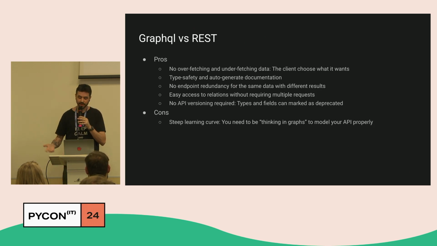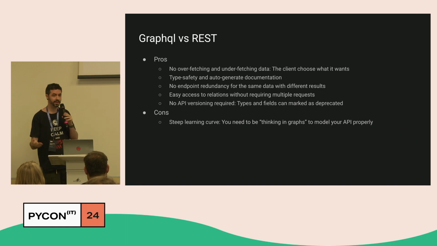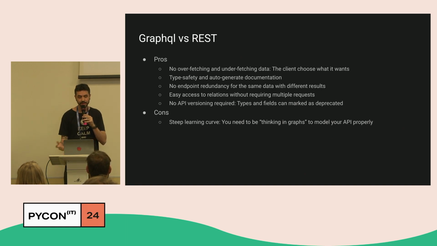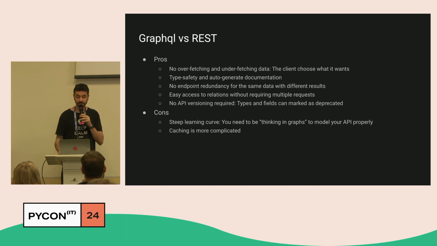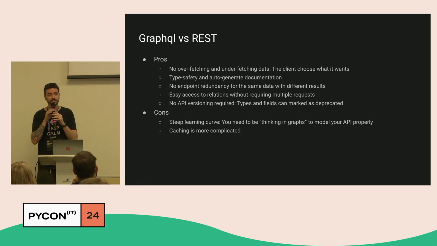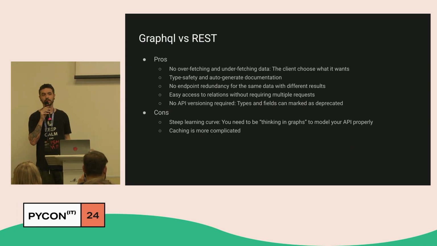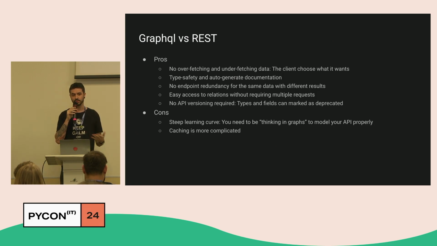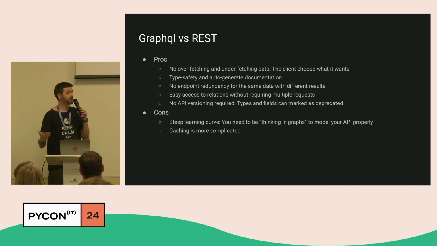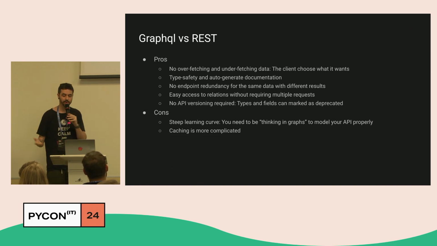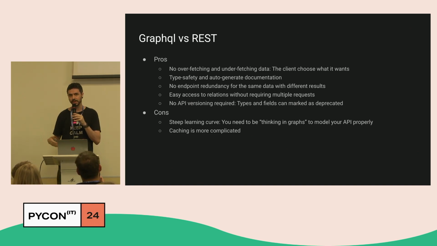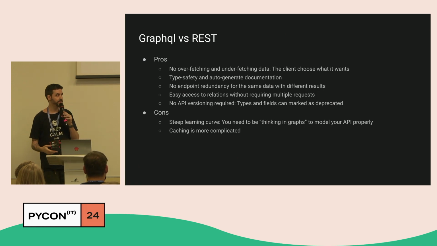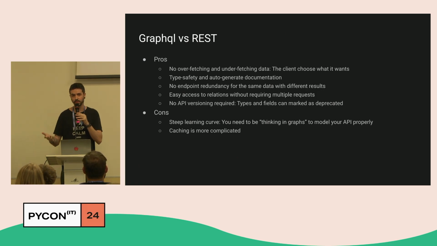But of course, there are some cons. It has a steep learning curve. You need to be thinking in graphs. Caching is more complicated. For a very common REST GET request, you can even use the browser to cache it, while in GraphQL, it's basically impossible. With GraphQL you can do GET requests, but most will usually use POST, and the browser by default will not cache POST requests.